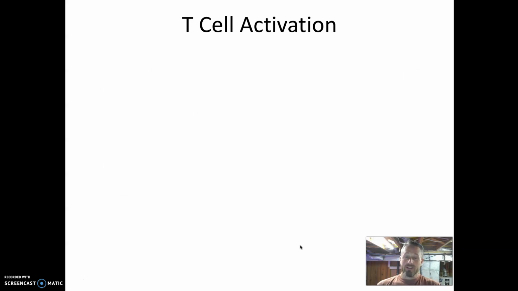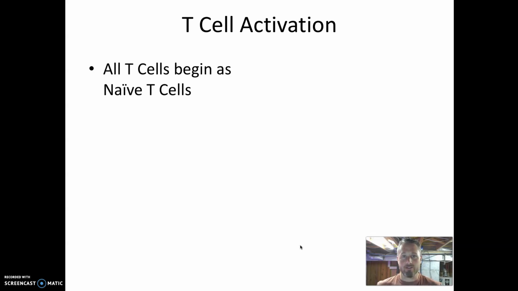In order to understand T cell activity, let's think about how T cells get activated or how they mature, okay? So we'll learn a little more detail about T cells, and then we'll think about what they actually do after they are activated. So all T cells, no matter their type, begin as what we would call naive T cells. Naive means that they don't know as much yet, right? So here's an image to represent a naive T cell.